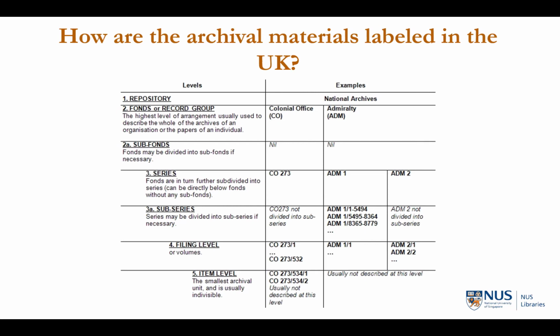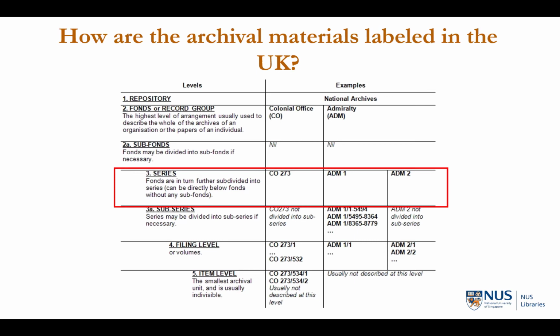As you can see from the table, there are 5 organisation levels for archival materials in the UK. The first level is the repository level, which will tell you where the archival materials are held. For CO records, they are usually held in the UK National Archives. The second level is the fonds or record group. This will tell you which government department the records are from. In our case, CO refers to the Colonial Office. If the files you want are from the Admiralty, it will be ADM.